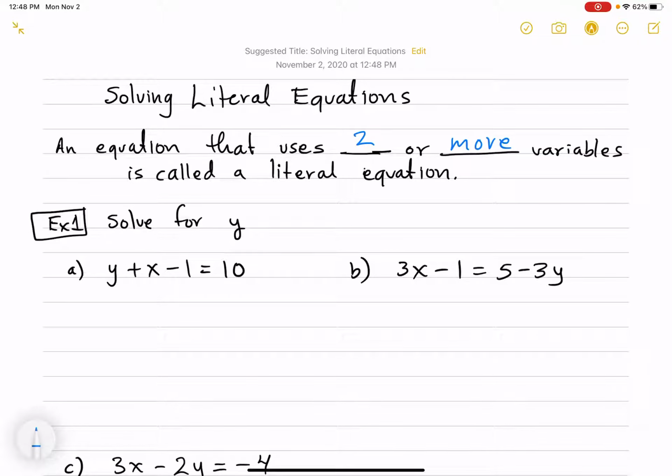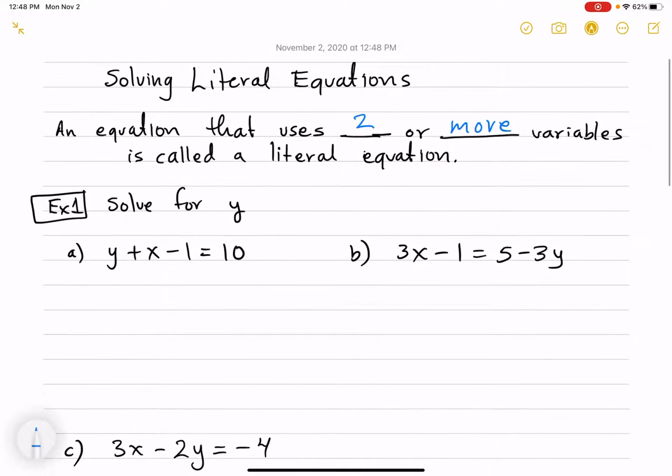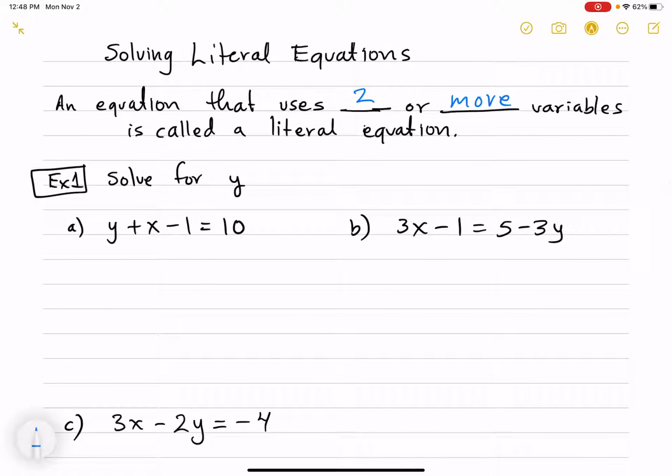So take a look at the first three examples here. They're all literal equations because they have at least two variables. We have an x and a y on each of them. And we're going to see examples where we have three or more variables too. But anything that has two or more variables, we call it a literal equation. So in literal equations, they're going to ask us to solve for one variable or the other one. So just pay attention to the instructions.